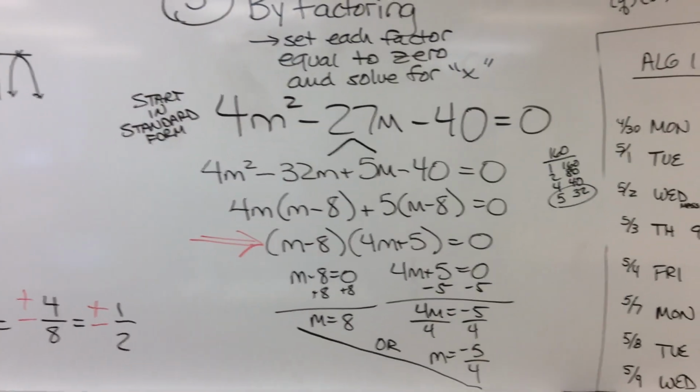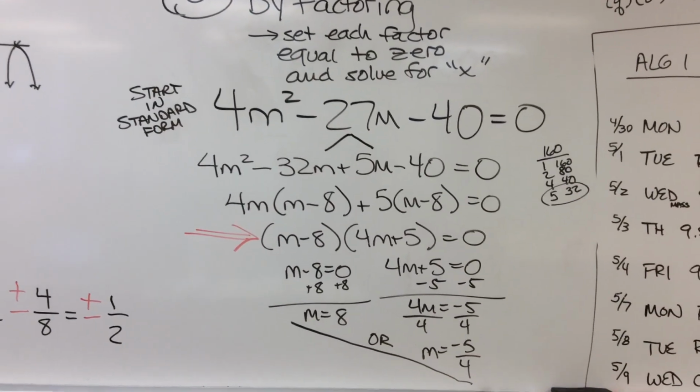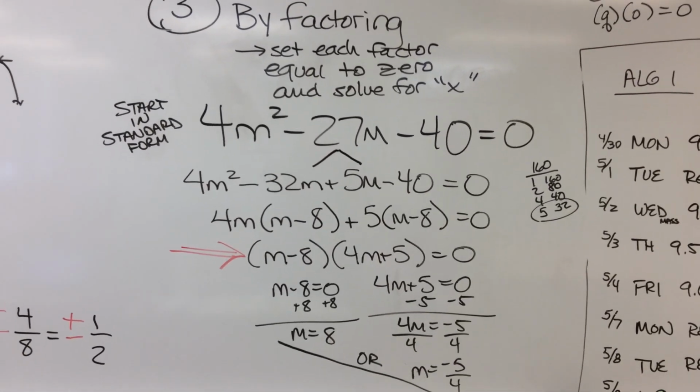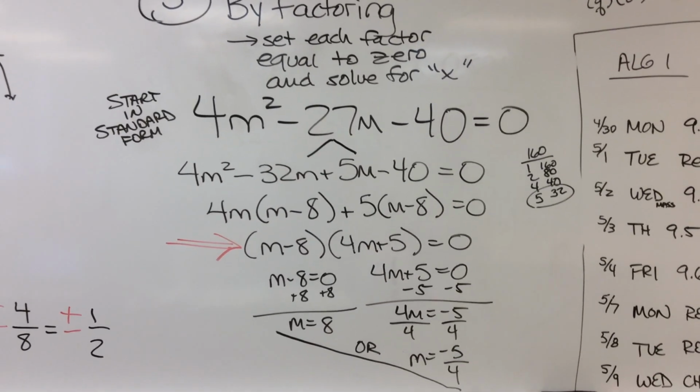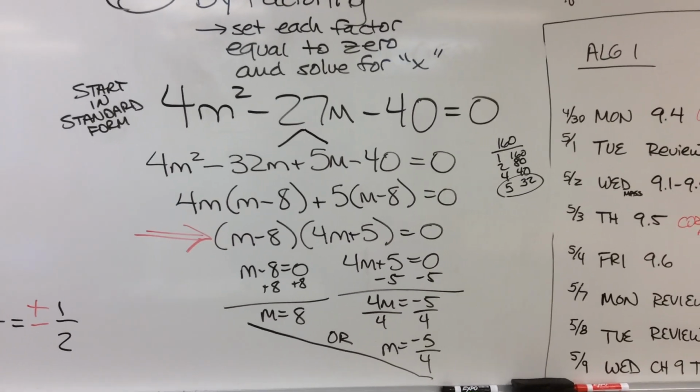So I split the middle. The first term, 4m squared, stays the same. I split negative 27m into negative 32m and positive 5m. The negative 40 stays the same. It's still set equal to 0.